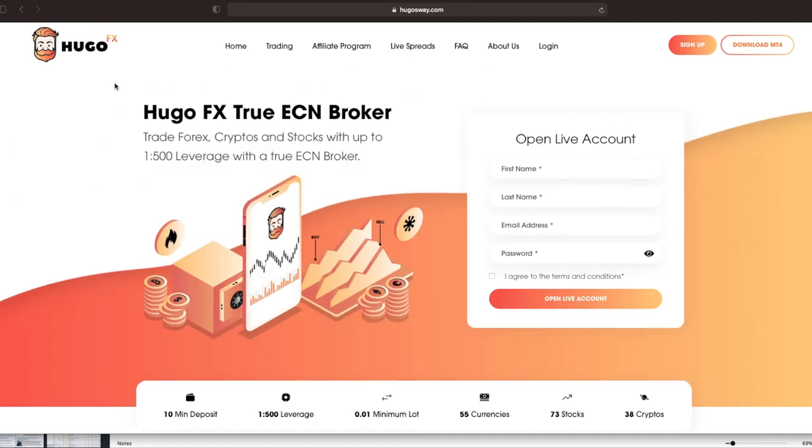But yeah, check them out, hugosway.com. Make a demo account first. I urge you make a demo account before you ever make a live account if you've never traded before and you don't know what you're doing. And definitely, most importantly, getting over with a mentor.